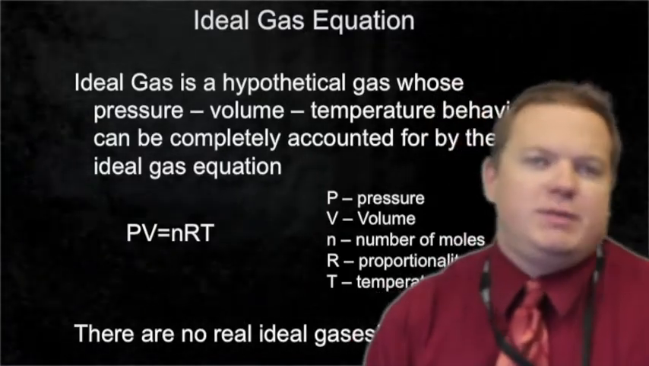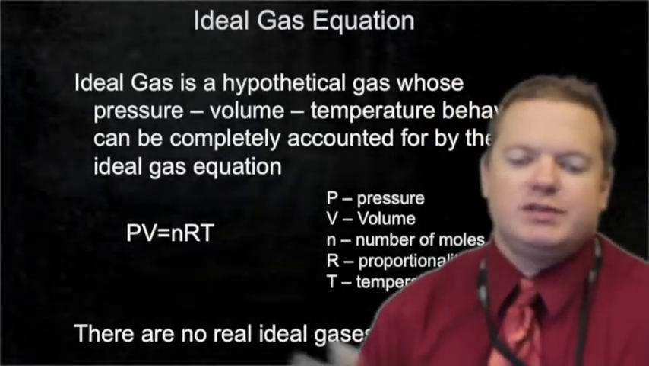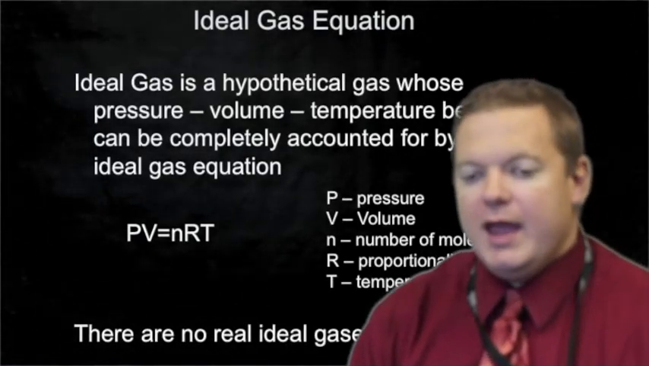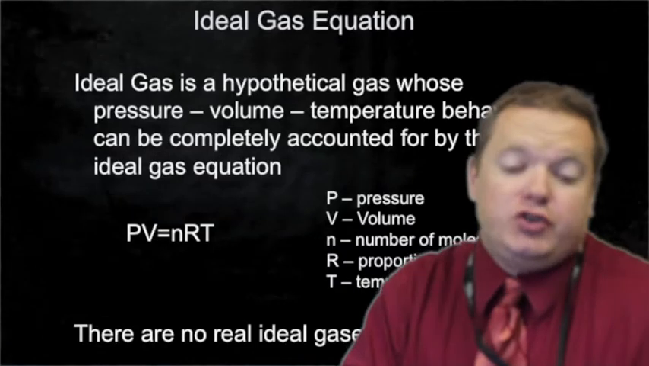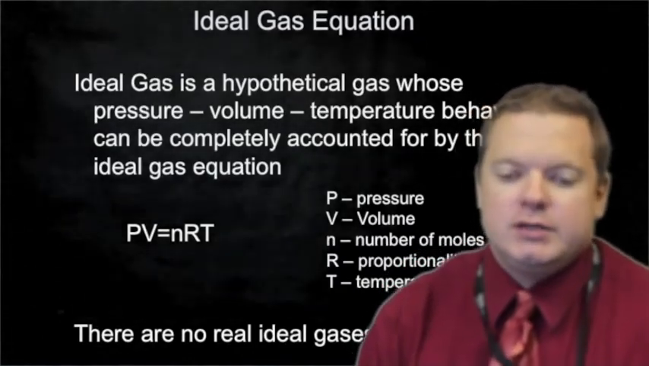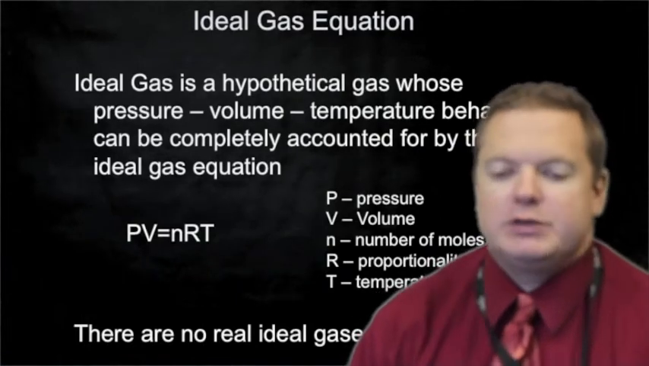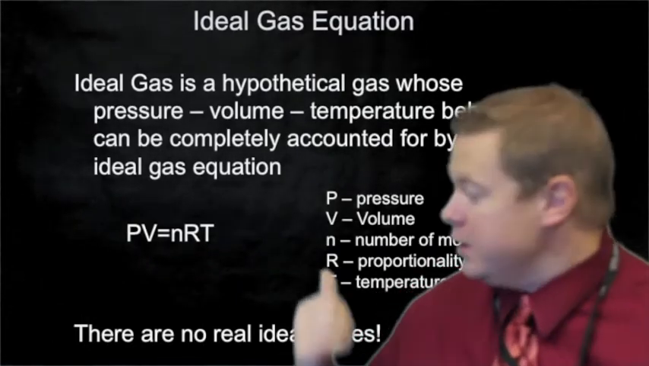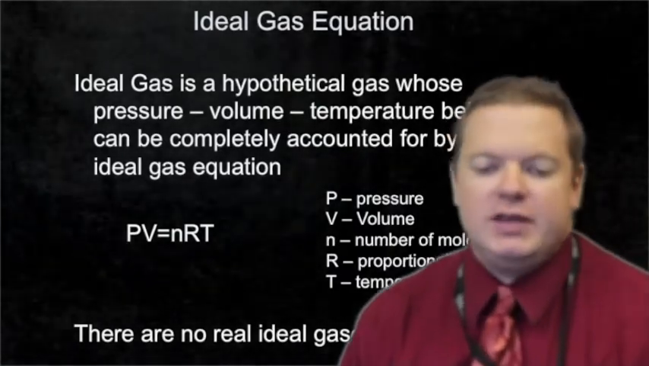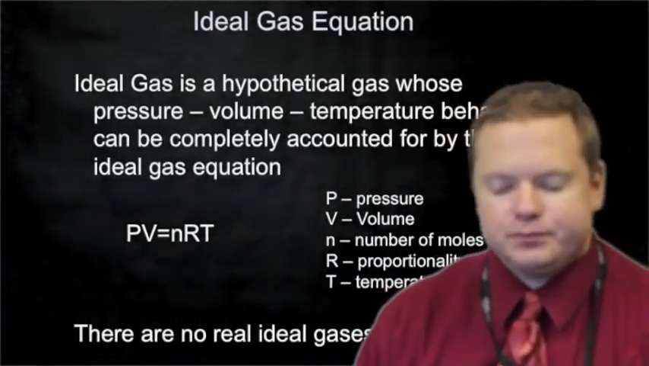But we're sort of going to approximate those using this equation. So PV equals nRT, where P is the pressure, V is the volume, n is the number of moles. Pressure usually we talk about in atmospheres, but it could be in others. Volume typically in liters. Number of moles, again, that's pretty explanatory. R is the gas constant, or a proportionality constant. And T is the temperature in Kelvin.